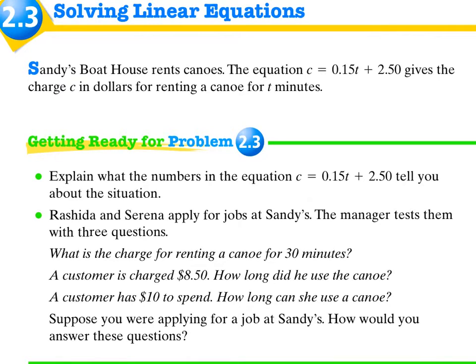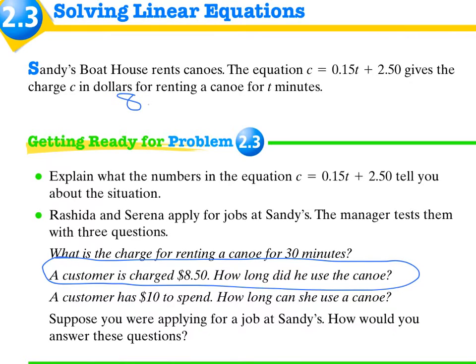The second question takes on a slightly different twist. This time the customer is charged $8.50, but we don't know how long they use the canoe. So now we use the equation in a different way. This time we know the cost, so we'll put the cost in place of C. It's $8.50, and that equals 0.15 times T plus $2.50, and we have to work backwards, solving this equation for the time.